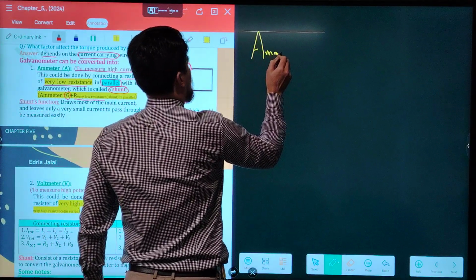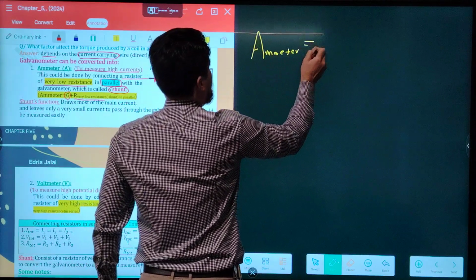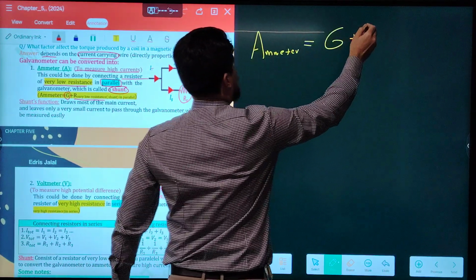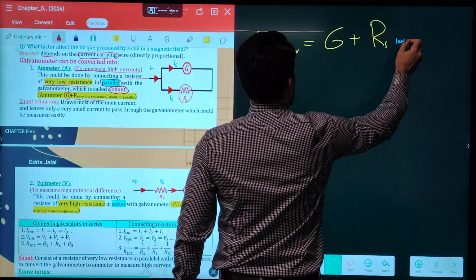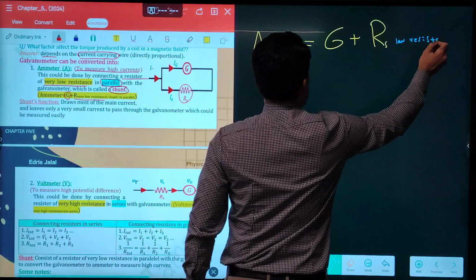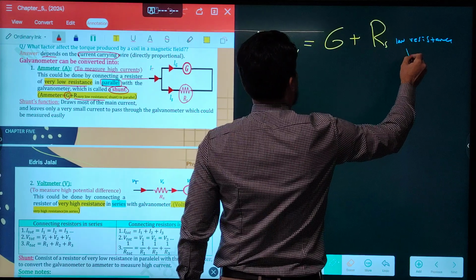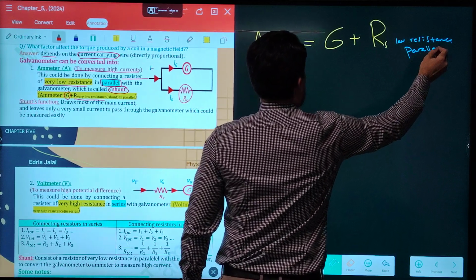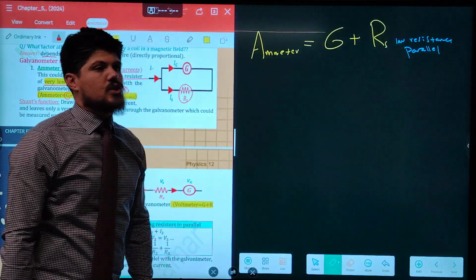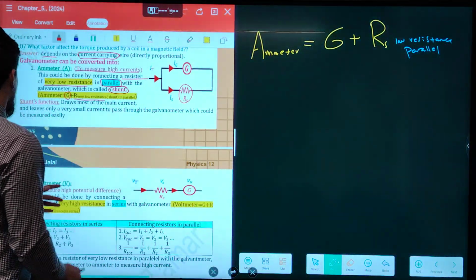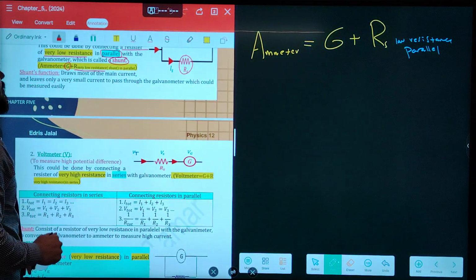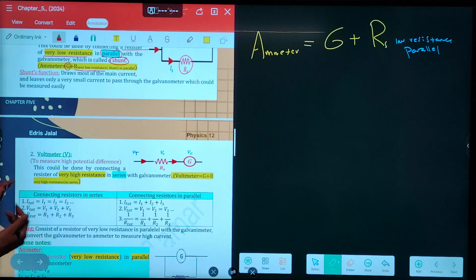How can we convert a galvanometer into an ammeter? Ammeter is equal to galvanometer plus a very low resistance. In parallel or series? In parallel. Why? Because in parallel connection, V is constant, and I and R are inversely related. The shunt's function is to draw most of the main current and leave only a very small current to pass through the galvanometer, which can be measured easily, so we can measure high current.